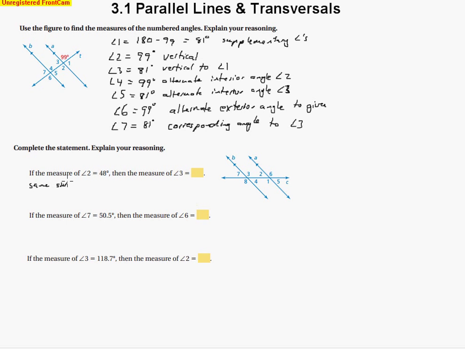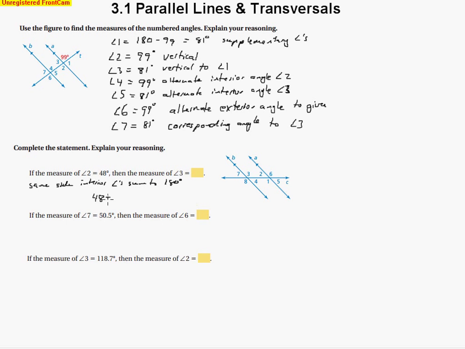They're same side of the transversal, same side interior. And same side interior always end up equaling 180 degrees when we sum. So I guess we could end up saying, same side interior angles sum to 180 degrees.